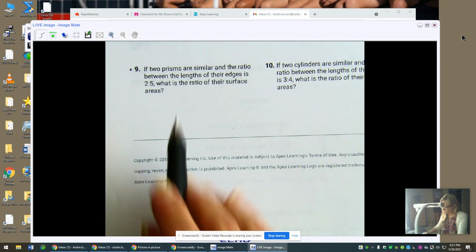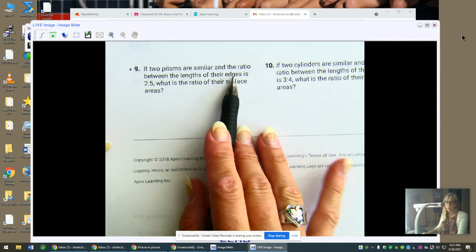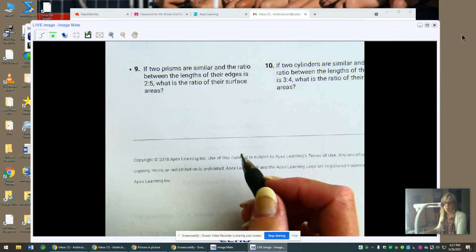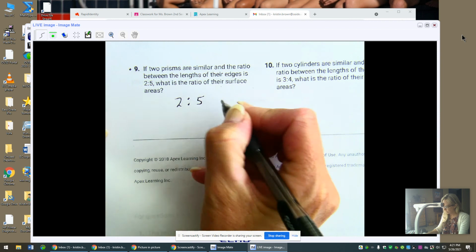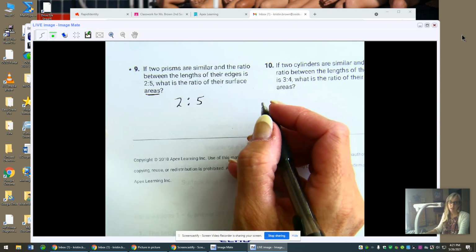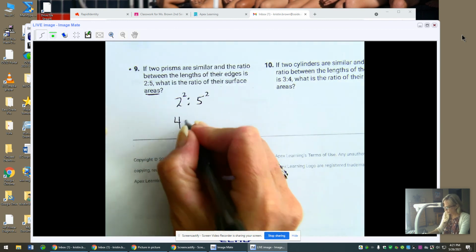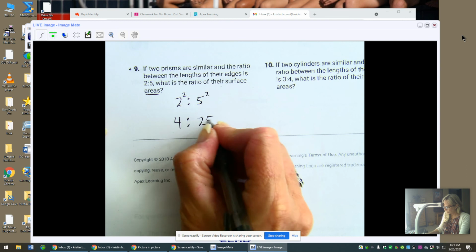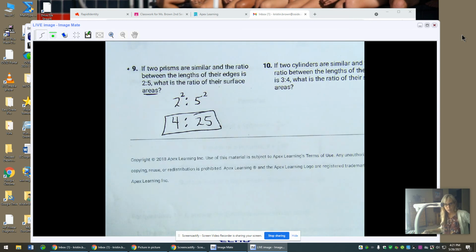But I'm looking carefully. We have 2 prisms, similar, ratio between the lengths of their edges. Again, their edges, that's from here to there, from point to point. So it's a 2-to-5, that's linear. Now we want the ratio of their area. If you were in class with me, I'd make you guess, and I bet you'd be right, because if it's area, you're going to square it. So it's a 4-to-25 ratio for the area.